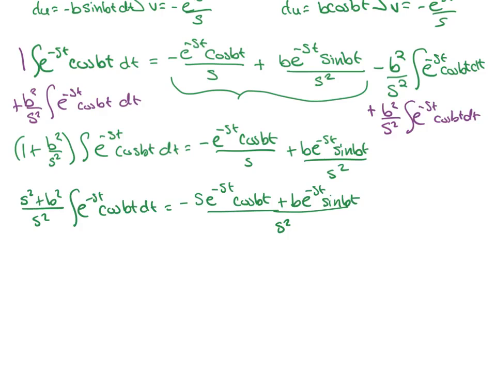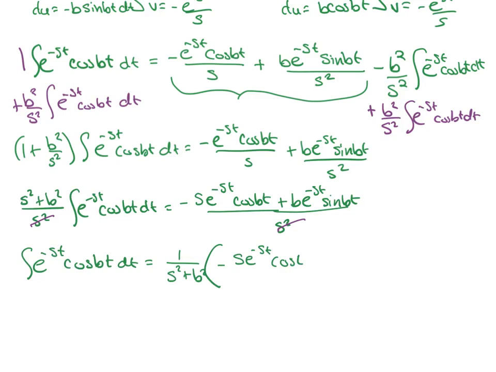Cool. So those s squareds are going to cancel when we flip and multiply, and we're going to end up with the integral of e to the negative st cosine of bt dt is equal to 1 over s squared plus b squared times the quantity negative s e to the negative st cosine of bt plus b e to the negative st sine bt. Super cool.